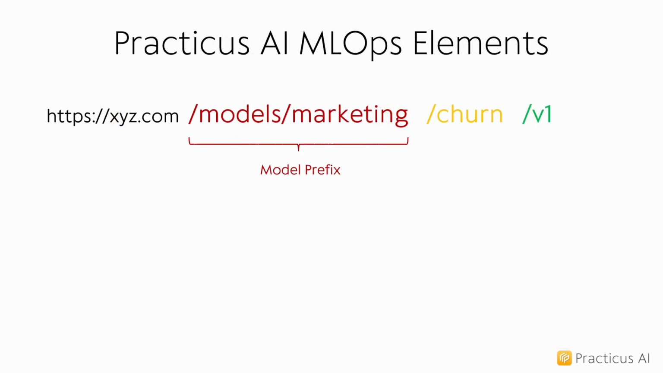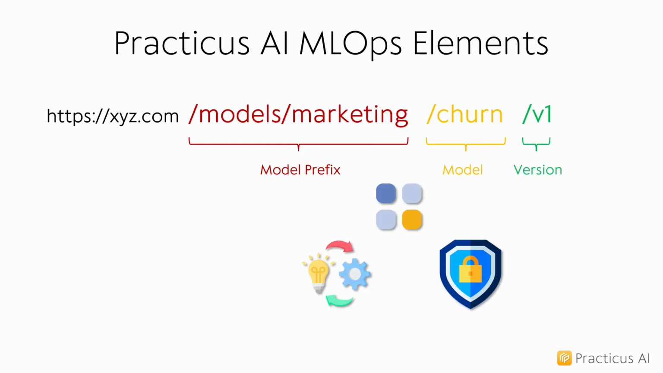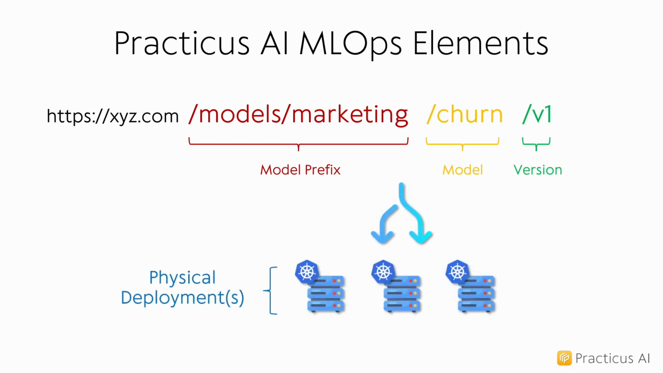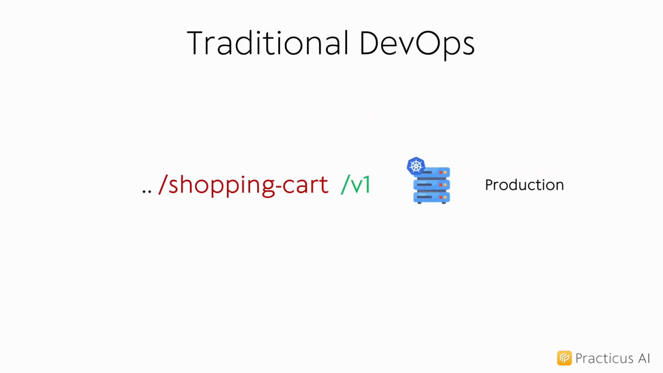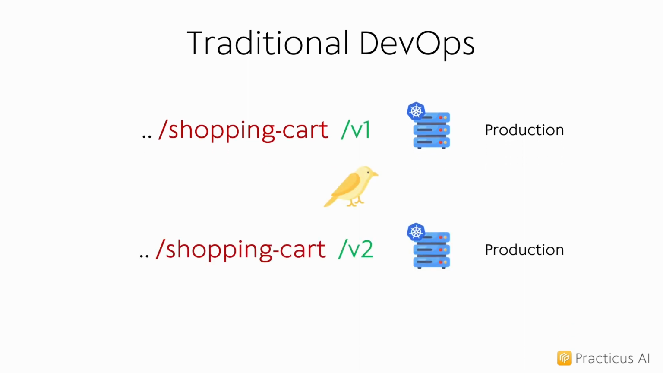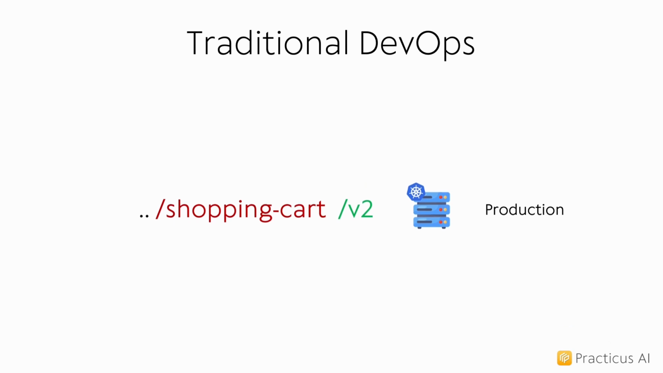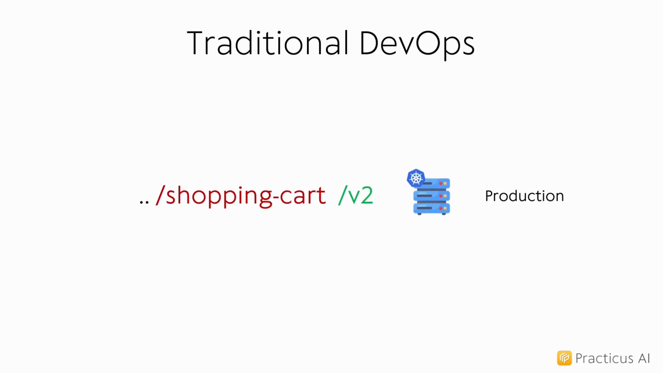Practicus AI uses model prefixes, names, and versions as logical elements that you can control independent of each other. These are then attached to physical Kubernetes deployments, offering you a dynamic service mesh. For traditional DevOps, when a new version is required, both versions can be canary deployed until the old version is retired. This approach does not always work for MLOps.